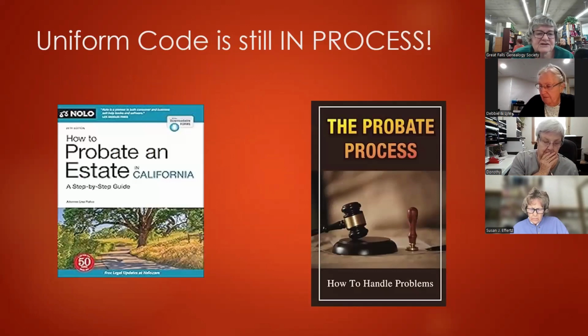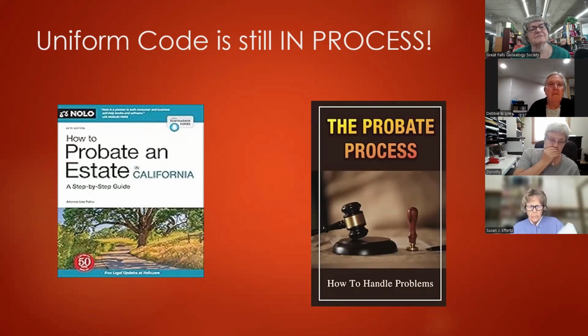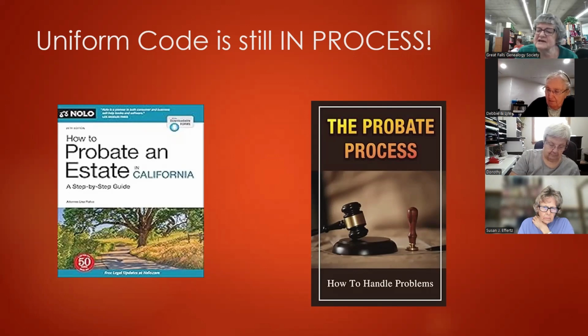I'm going to remind you again, this uniform code is still in process. So you can go out to Amazon, for example, and pull up things like how to probate an estate in California, a step-by-step guide. And that tells you right away, if the guide is only 35 or 40 pages long and it says we follow the UPC, you know that that state is doing that particular thing. You're going to find all kinds of things when you look out there. You can do how to probate an estate in Florida, how to probate an estate in various places, or you can look at things like the probate process, how to handle problems.